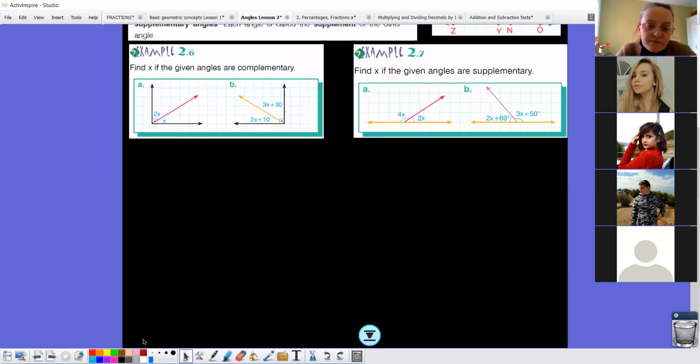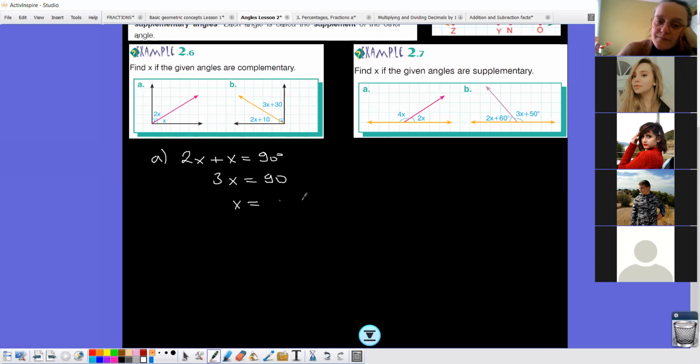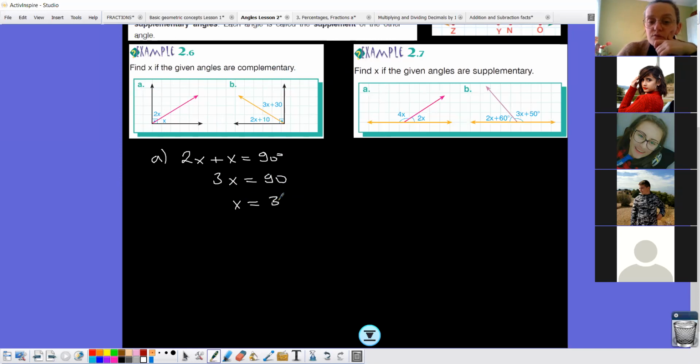In the first one, it says that they are complementary angles. Find x if the given angles are complementary. So if the given angles are complementary, 2x plus x is equal to 90. So 2x plus x will be 3x is equal to 90. Then x will be 90 over 3, which is 30. So here in the first example, in A, x is 30 degrees.